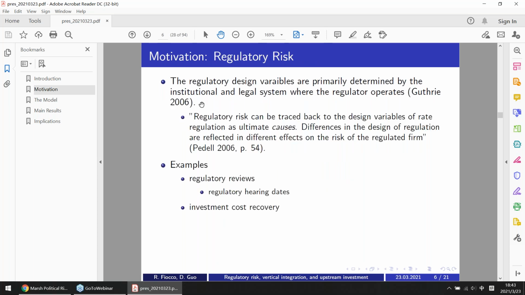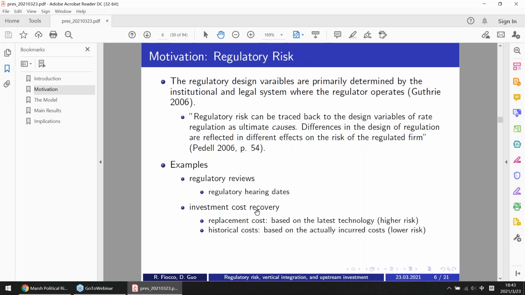If we come back to this investment cost recovery, as I explained before, in the US and German telecommunication industry, the regulator actually uses a replacement cost, which means a higher risk. So at least in some countries and some industries, our theoretical result is consistent with what they are doing now.